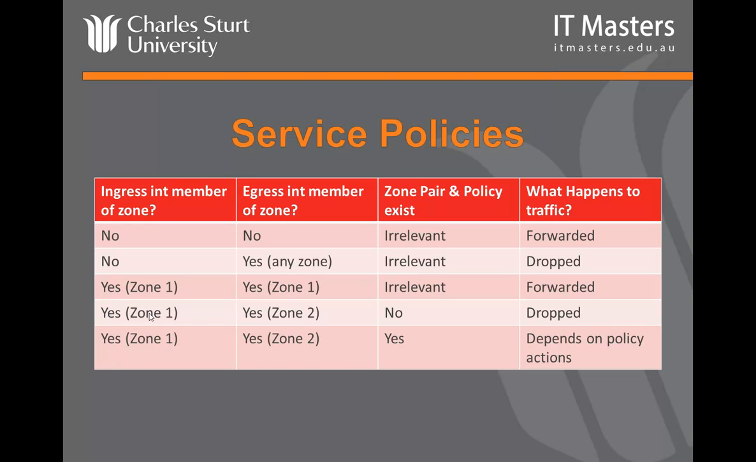If your ingress interface is zone 1 and your egress is zone 2 and there's no pair or policy, then traffic's just dropped. If your ingress interface is zone 1 and your egress interface is zone 2 and there is a policy, the zones are paired and the policy exists, then what happens to the traffic will depend on what policy is in place.